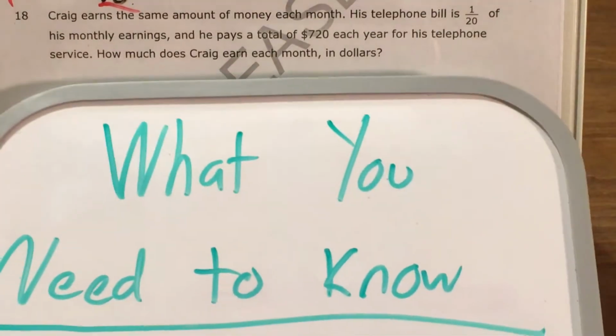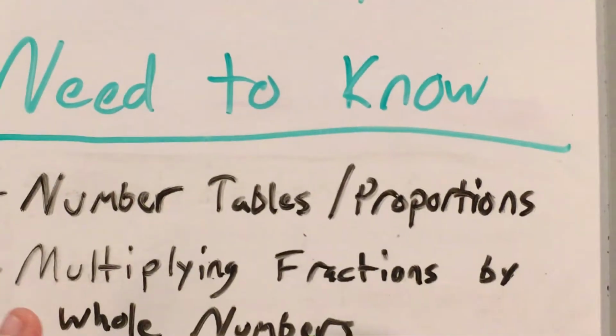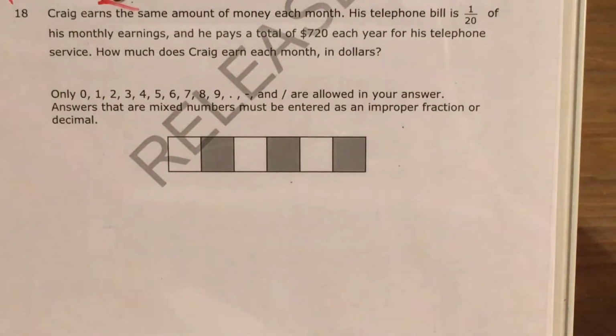So in order to do a question like this and do it well, you need to know about number tables and proportions. We'll end up using those. We'll have to multiply fractions by whole numbers, and fair warning, there will be some dividing in at least one of the methods to do this question. And the reason I say methods is because there's actually two.